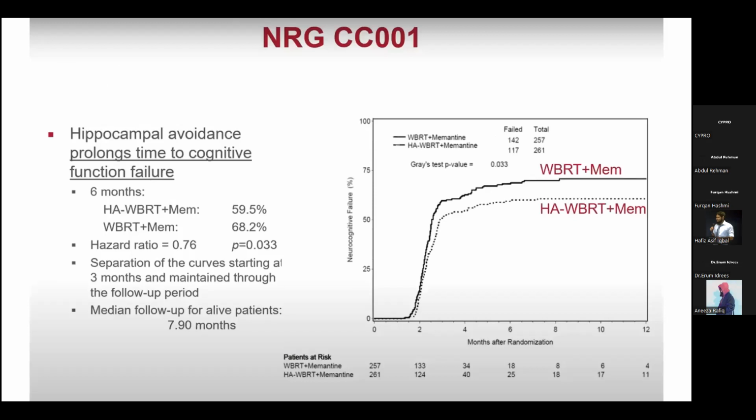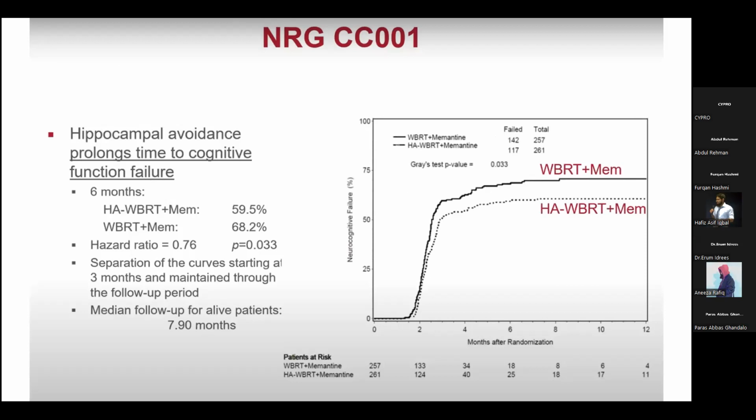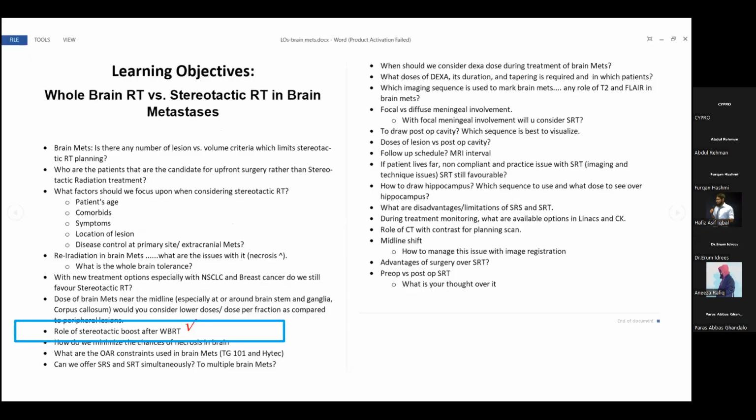Even if we use hippocampal sparing and associate it with drugs like memantine, an NMDA receptor blocker used in Alzheimer disease, still 60% of the patients will face these cognitive issues.